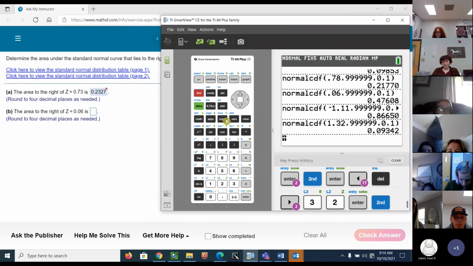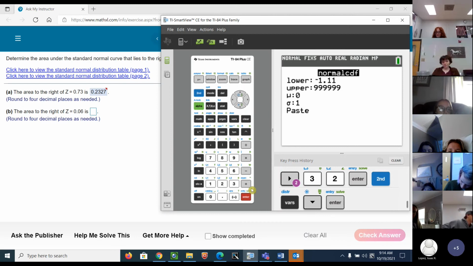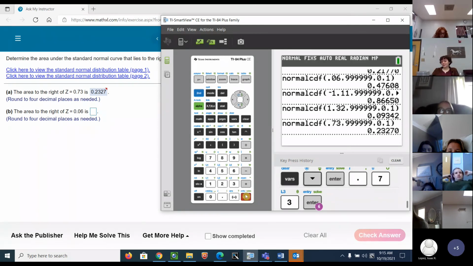Second, bars, normal CDF, 0.73 to 9999. I don't know what I typed in wrong. 0.2327. I must have typed something in wrong. I might have typed in 0.78. I bet you that's what I did. Second entry, 0.78.